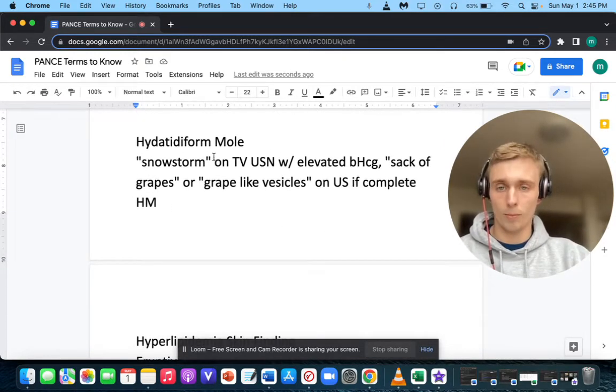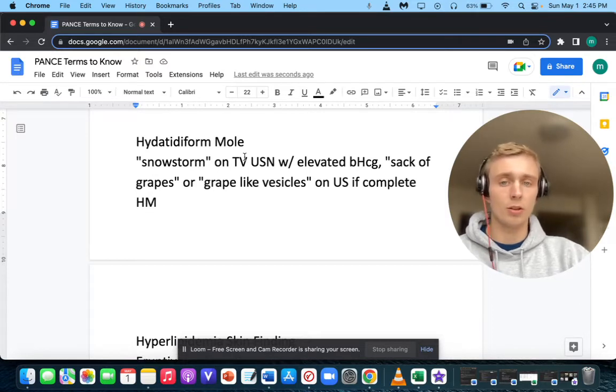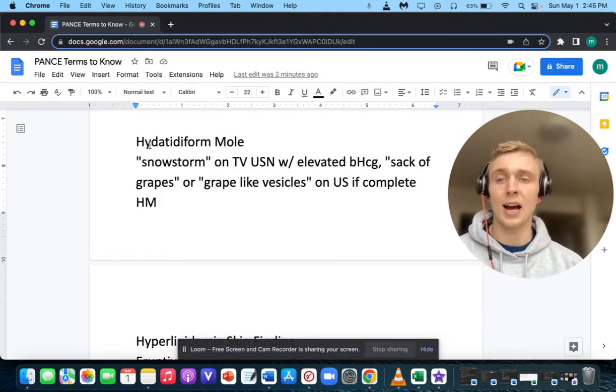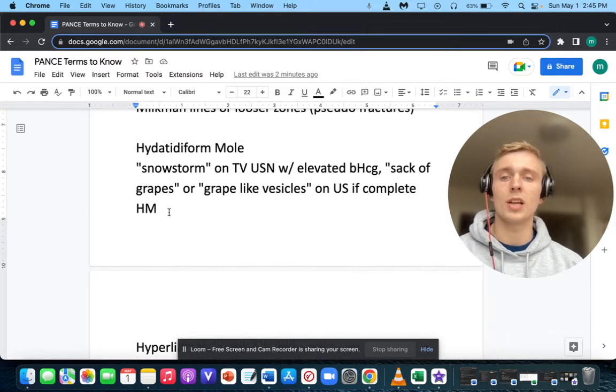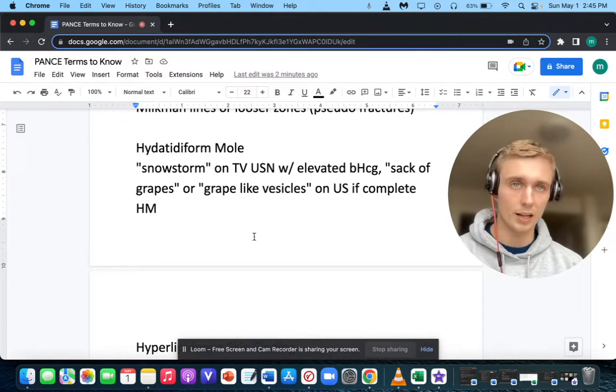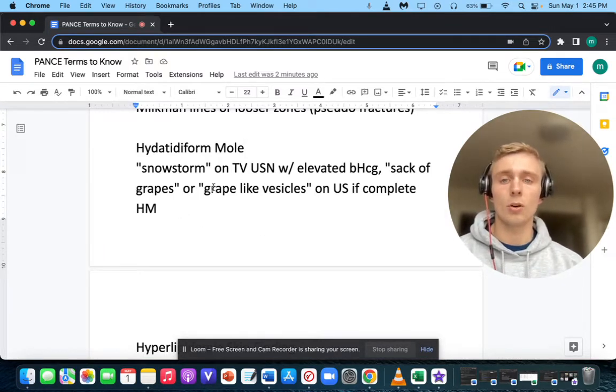How about a snowstorm on transvaginal ultrasonography with an elevated beta-HCG? So snowstorm on transvaginal ultrasound with an elevated HCG, so a massively elevated HCG. And it could also be called a cluster of grapes or grape-like vesicles. And that's a hydatidiform mole, so a molar pregnancy. Which type of hydatidiform mole, partial or complete, does have fetal tissue or does not have fetal tissue? So a complete mole does not have any fetal tissue, and a partial mole has some fetal tissue, but it's also never viable.